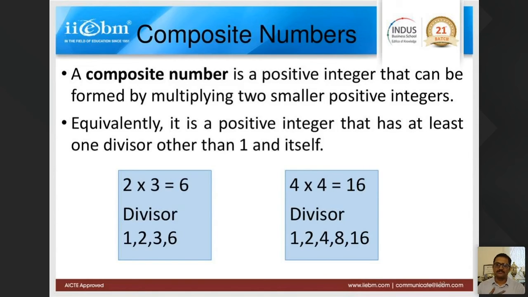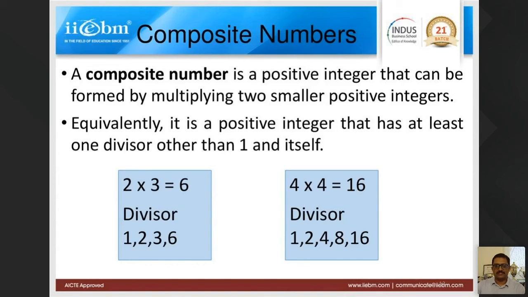What is an integer? 1, 2, 3. Integers may include negative numbers also. But with this composite number, what we are trying to understand is that we are using positive integers, that is 1, 2, 3, 4. So a composite integer is formed when we multiply two smaller positive integers, that is 2 into 3 becomes 6. So this is a composite number.